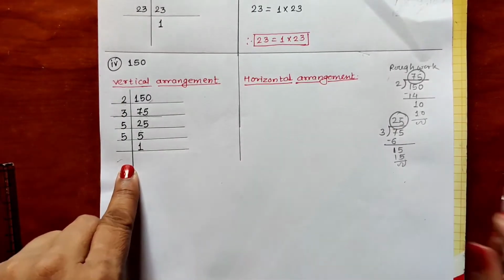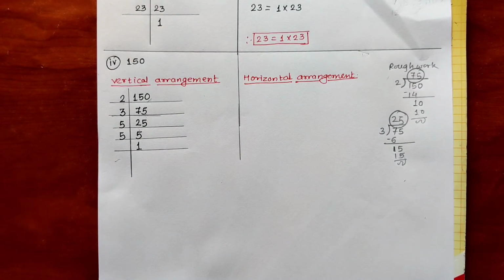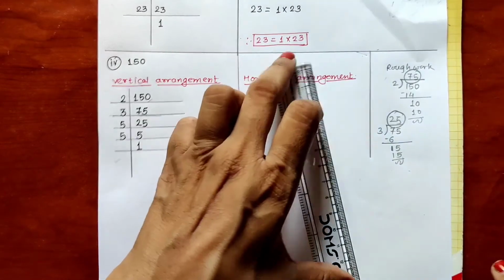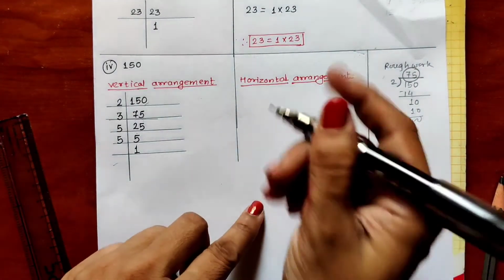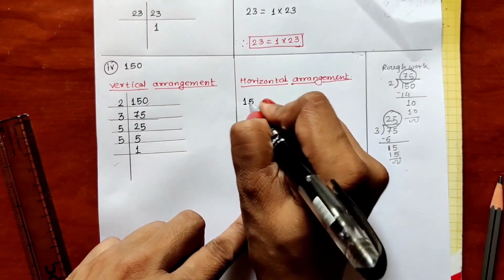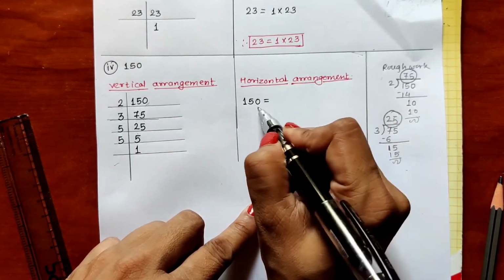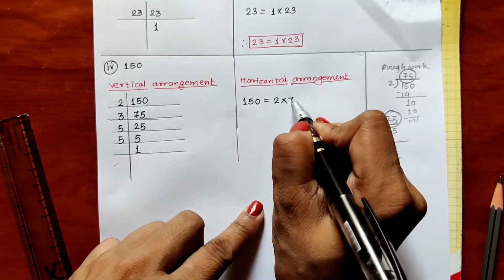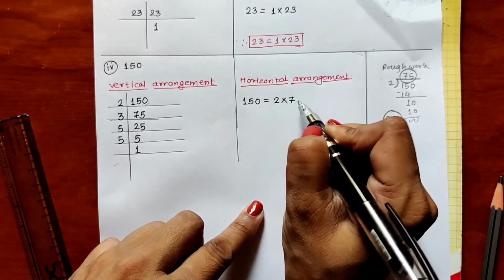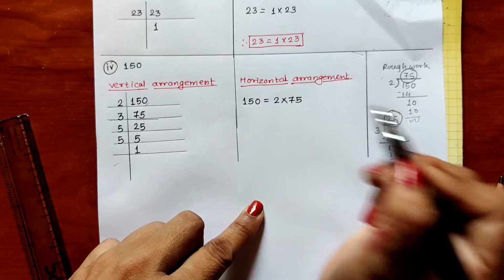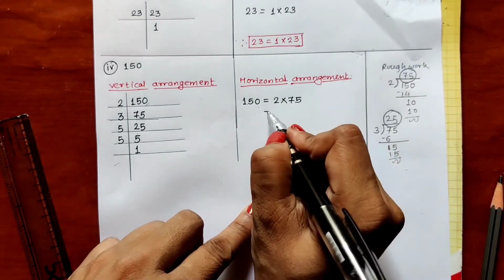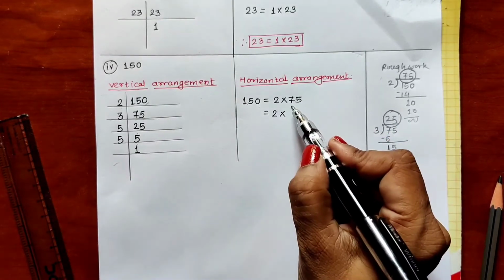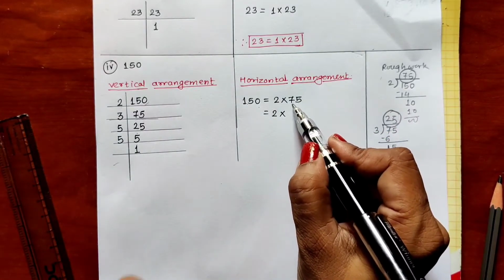Now let us do it by the horizontal arrangement. I will put a line for rough work here. Now 150 is equal to, first factor is 2, as 0 is there in the unit place. 2 into 2 7s are 14. 2 5s are 10. 2 into 75. Then first 2 as it is we write. First 2 as it is we have written. We will get the factors of 75 now.